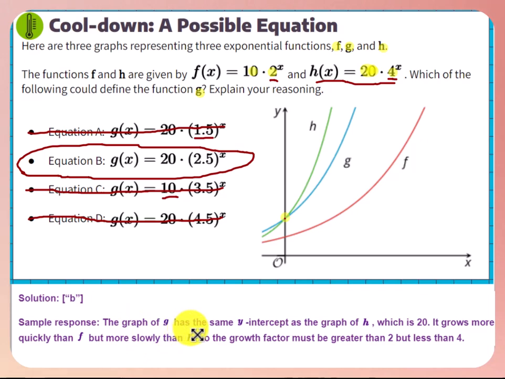All right, the graph of g has the same y-intercept as the graph of h. That's what we saw, which is 20. It grows more quickly than f, but more slowly than h, so the growth factor must be greater than 2 and less than 4. So you're asked to look at these carefully.